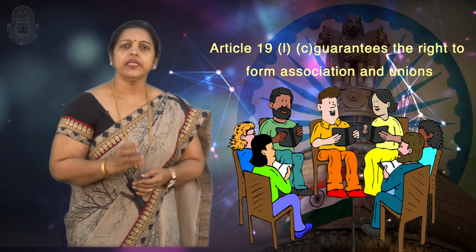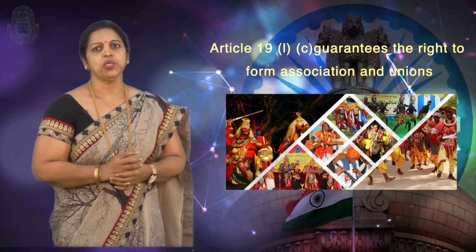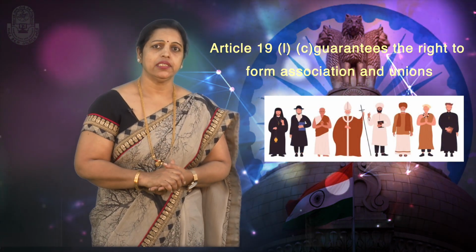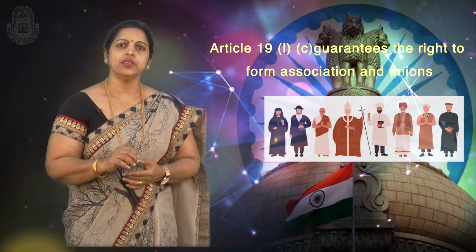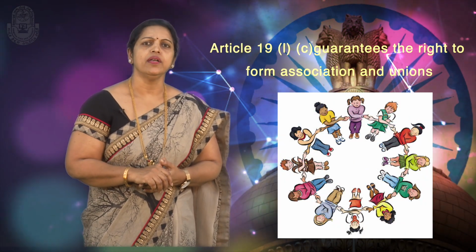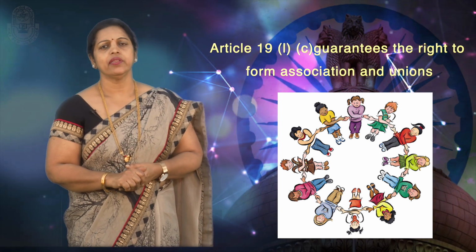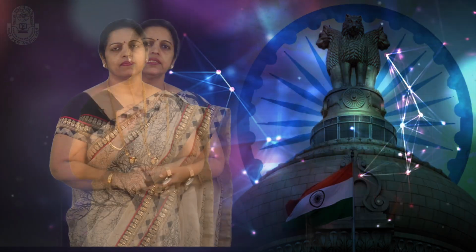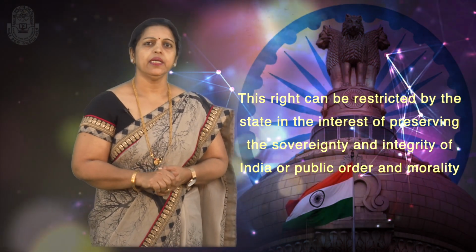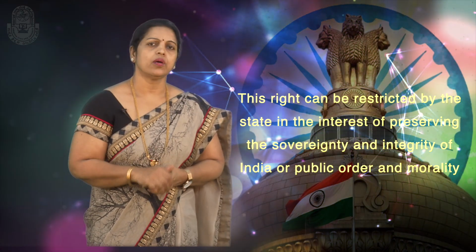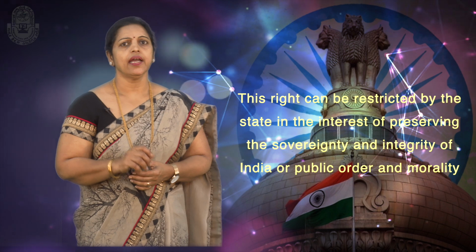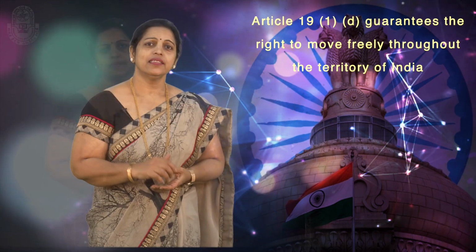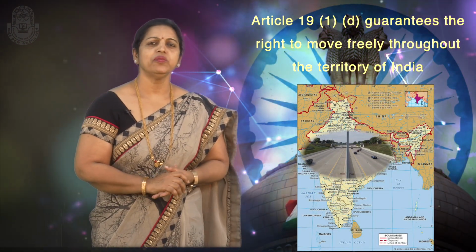Literary groups, cultural associations, sports clubs, trade unions, religious associations and other types of associations may be formed and function freely as long as their aims and activities are not against the law. This right can be restricted by the state in the interest of preserving the sovereignty and integrity of India or public order and morality. The next right is Article 19(1)(d).